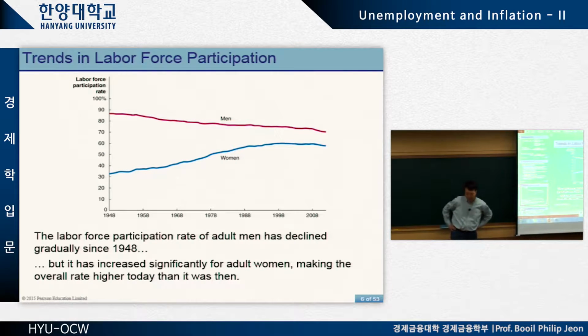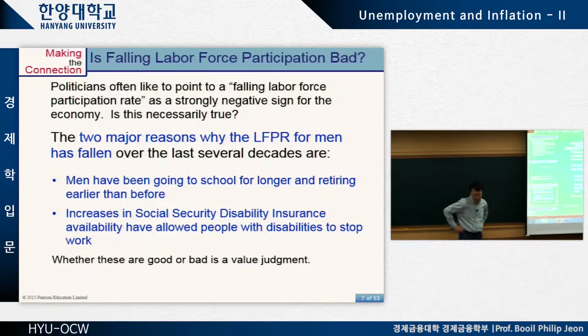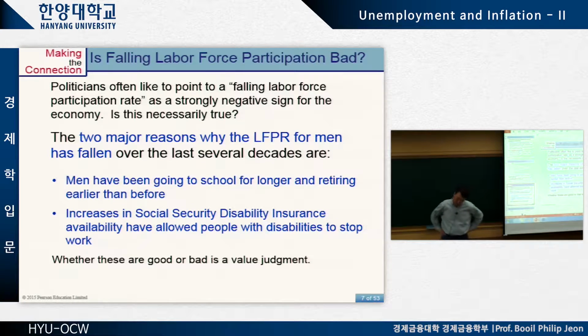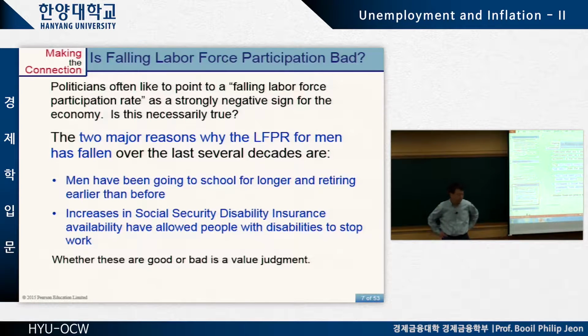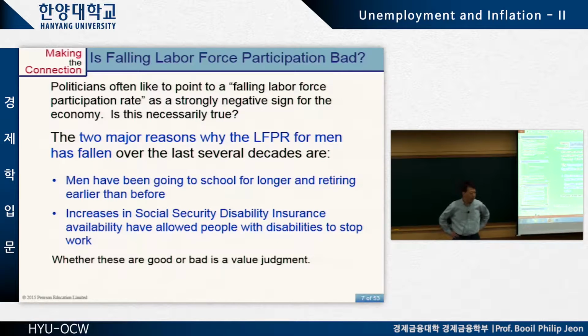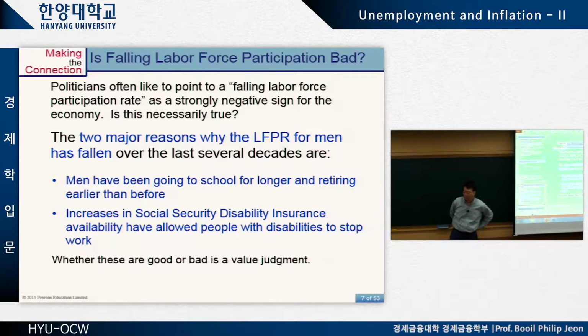But when we look at the actual reasons for the declining LFPR for men, we see a couple of very important reasons. The first one is that men have been going to school for longer and also retiring earlier than before. About 50 or 60 years ago, the average education level might have been maybe 12 years or 11 years of education, which is about high school graduate or maybe high school dropout.